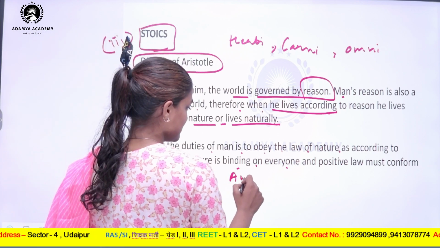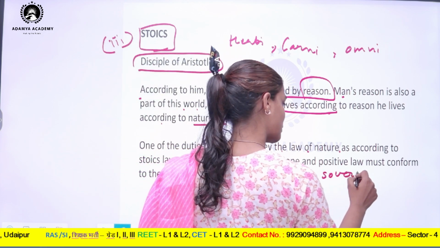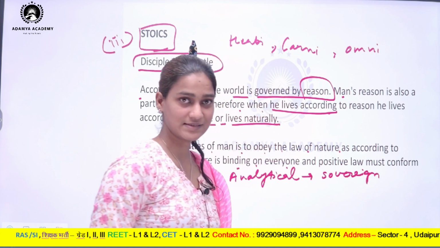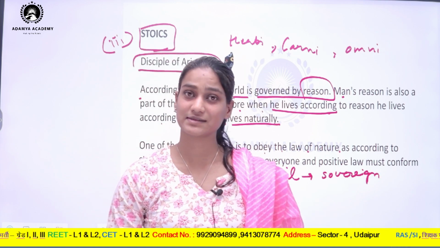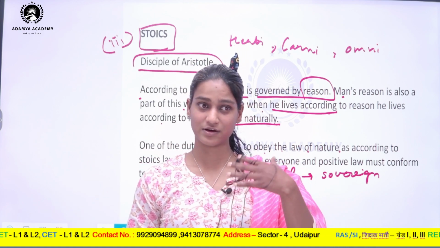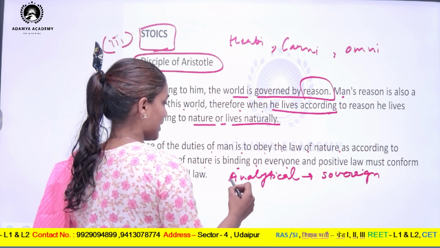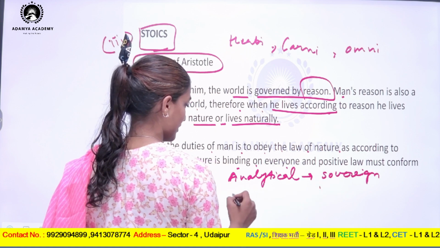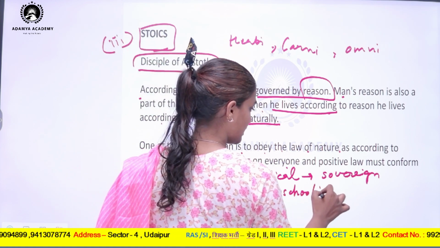So in analytical school, we have studied that sovereign is the supreme. It means that whatever sovereign has told, we have to follow the law as it is. We don't have to argue that why law is like this, or the law should have been like that. So, analytical school focused on sovereign, but natural school focuses on human instinct.